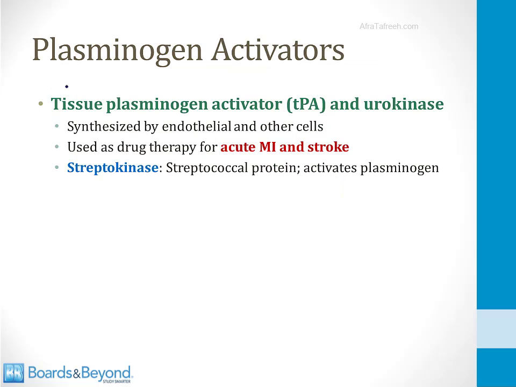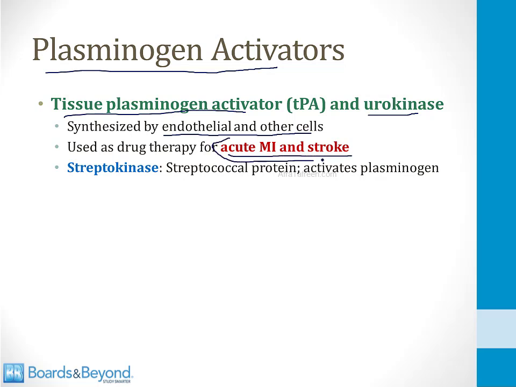There are several naturally occurring substances which are plasminogen activators. Tissue plasminogen activator, or TPA, and urokinase are synthesized by endothelial cells and other cells in the body. They activate plasminogen to plasmin and clean up any fibrin that is formed inside of blood vessels. These two plasminogen activators can be used as acute drug therapy for acute MI and stroke. In these instances, they are being used as clot-busting drugs to break up the thrombus that is obstructing blood flow either to the heart or to the brain. There is also a plasminogen activator called streptokinase, which gets its name because it's a streptococcal protein. It also activates plasminogen, and it also can be used in acute MI and stroke.